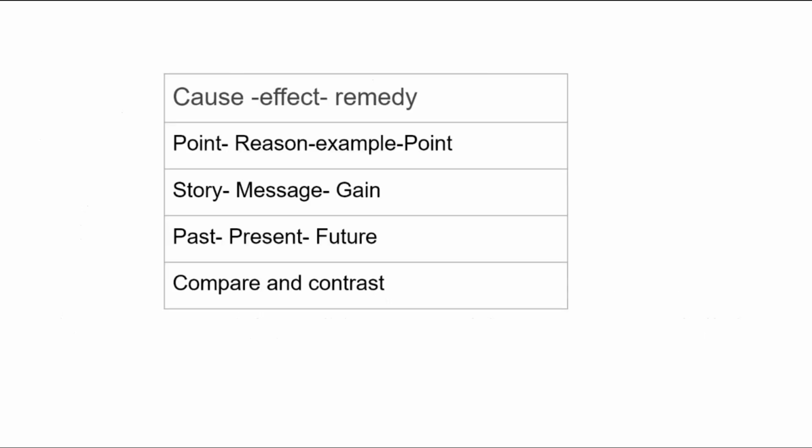Now in table topics, you can do these following methods: the cause effect remedy, point reason example point, story message gain, past present future, compare and contrast. So the story message gain is the most popular one amongst the Toastmasters if they are answering a question or if they're given a quote to explain. Okay, so just click the links here. We have table topics tips here.